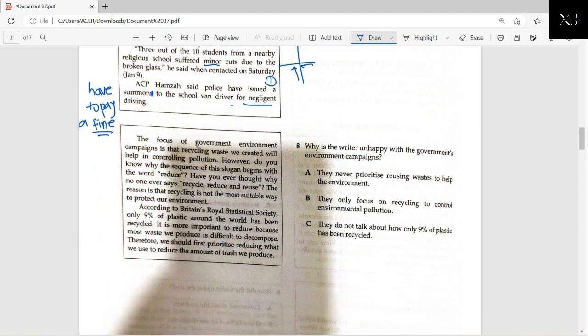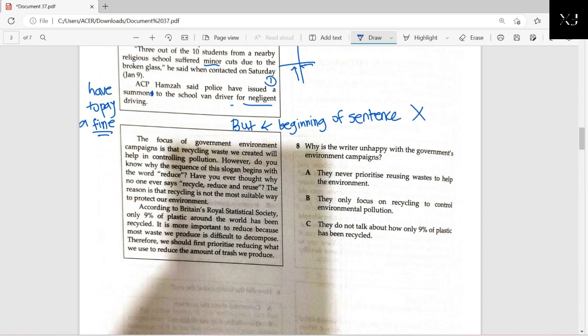Okay, last one. The focus of government environment campaigns is that recycling waste we create will help in controlling pollution. Okay, so you all know environment, you all know recycling, you guys know pollution. However actually means but, by the way. But we cannot use but at the beginning of the sentence. Instead we just use however in the beginning of the sentence.